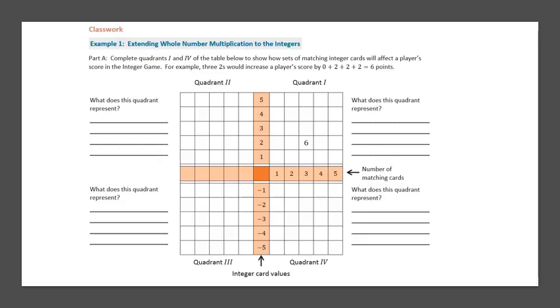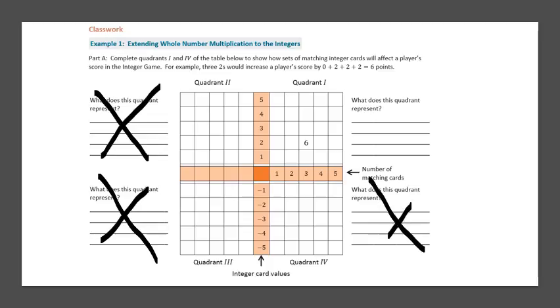So in your modules, I want you guys to omit this because we're not going to do the game. However, we're just going to fill in the different quadrants. If you look at this box right here, and we'll do it box by box, eventually you'll be able to do it on your own. You'll notice if you look to your left, you'll see 1, and if you look down, you'll see 1. So you're multiplying positive 1 by positive 1. This quadrant number 1 should actually be the easiest for you to fill out.